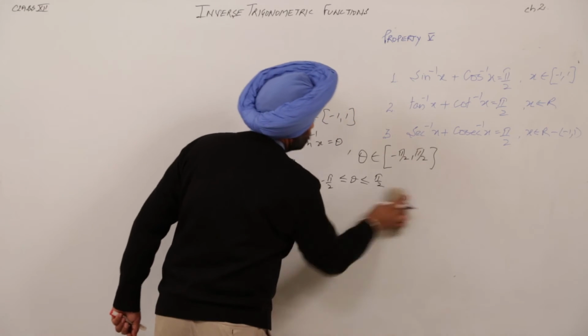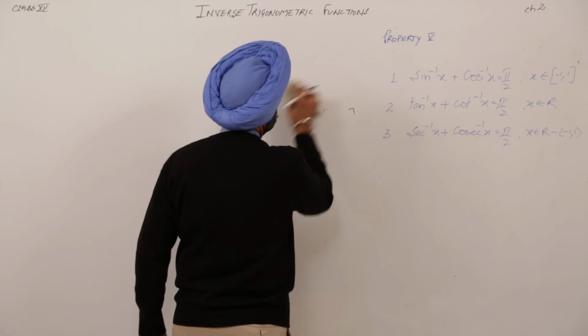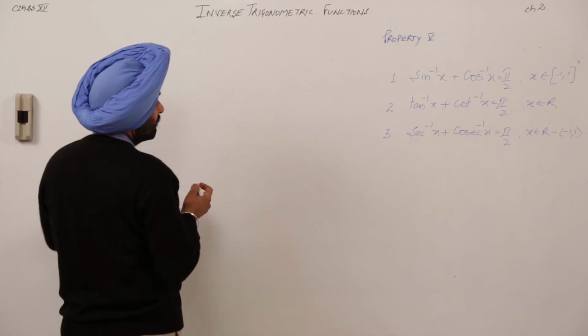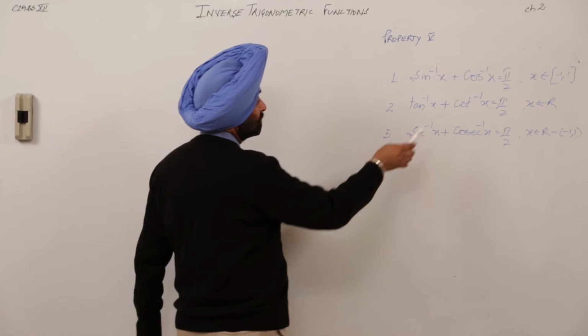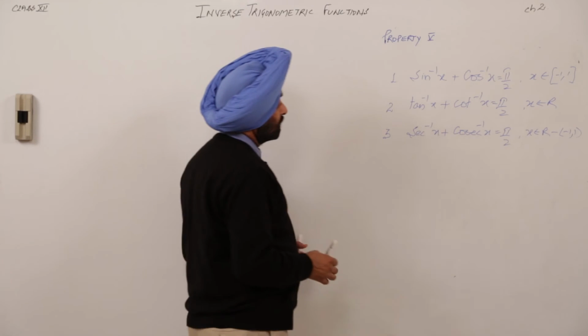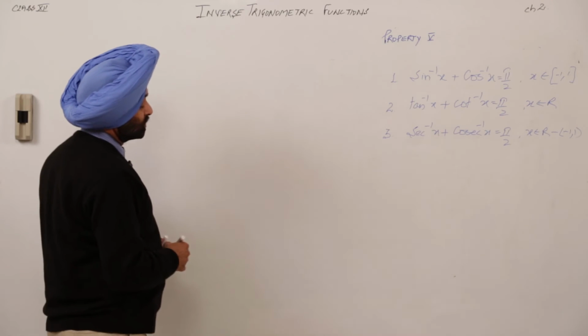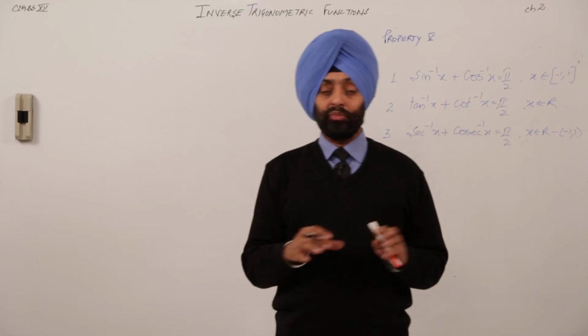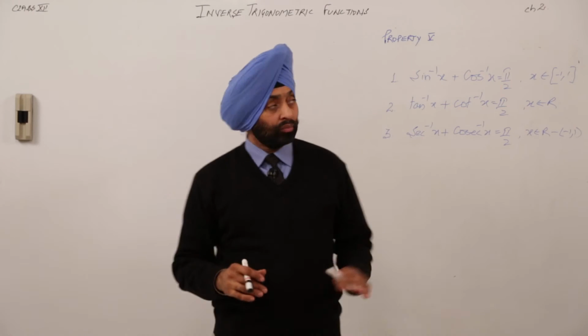You have to remember all these three properties. Number 1 is sin inverse x plus cos inverse x is equal to pi by 2. Number 2 is tan inverse x plus cot inverse x is equal to pi by 2, and number 3 is secant inverse x plus cosecant inverse x is equal to pi by 2. Now let's do some questions based on these simple properties.